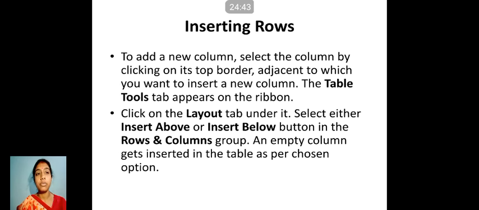This is for column. So how to do it for row? Whatever we have done, almost the same will be there. Only thing is we have to select the row. Now click the layout tab under it and select either insert above or insert below button in the row and column group. An empty row gets inserted in the table as per the chosen option.